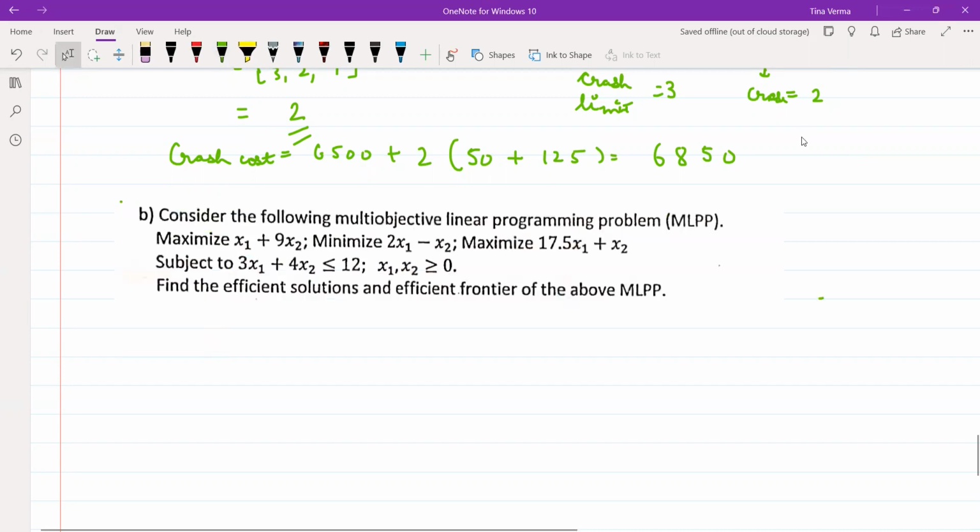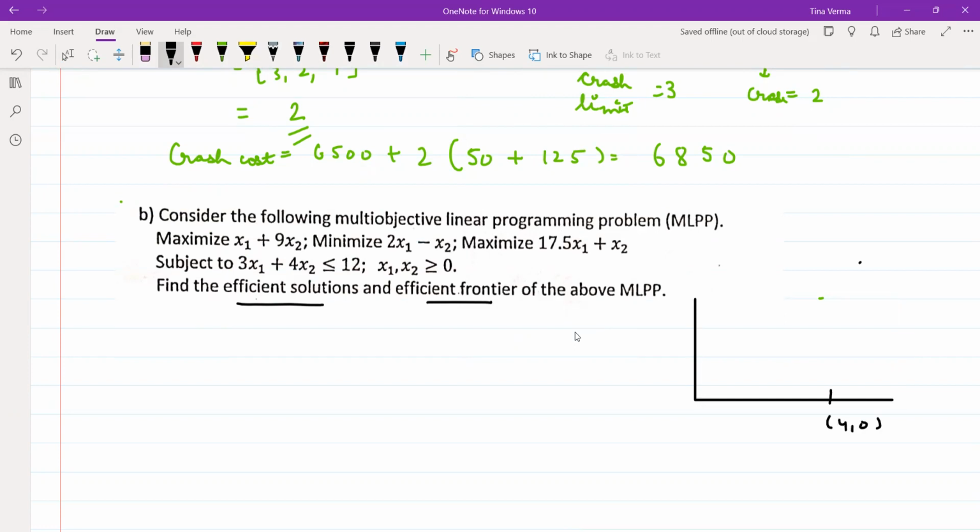So for that, whenever efficient solution, efficient frontier is mentioned, you have to create your feasible region. For the feasible region, you have the constraint 3x1 plus 4x2. For this, you will get your point as 4, 0, and this is coming out to be 0, 3 if you join them via a line. So this was your feasible region. And because we have an LPP, the optimum will lie on one of the 3 corner points.